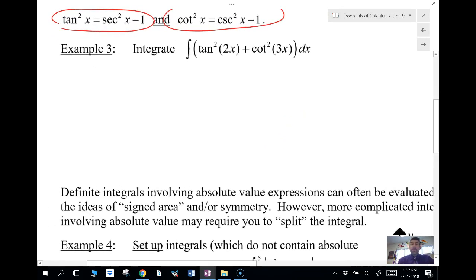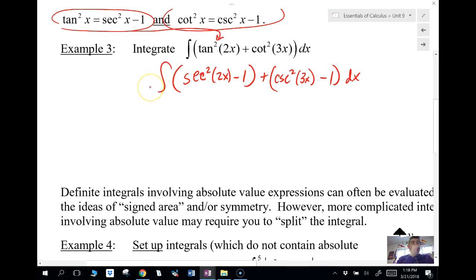Now I don't have an integral of tangent squared. I don't have an integral of cotangent squared if I split this up. But I do have an integral of secant squared, because the antiderivative of secant squared is tangent. Right? Because the derivative of tangent is secant squared. So what I'm going to do is replace tangent squared with secant squared minus 1. And then I'm going to replace cotangent squared with cosecant squared minus 1.